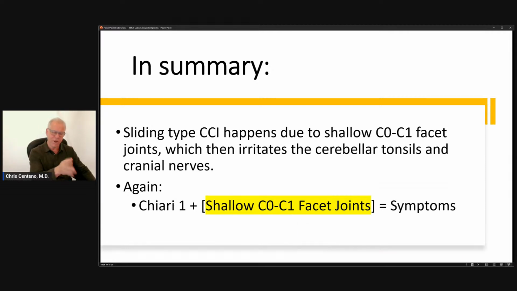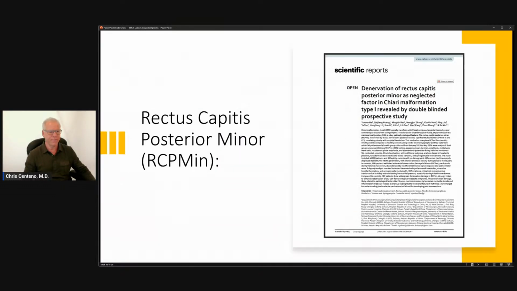And I think this is where Chiari research is going to head over the next 5 to 10 years: what is the something else and how do we treat that something else? I think we're going to see a dramatic change in Chiari research.